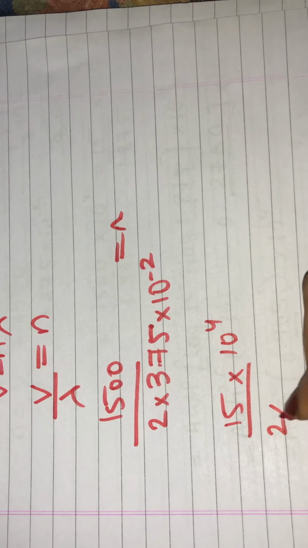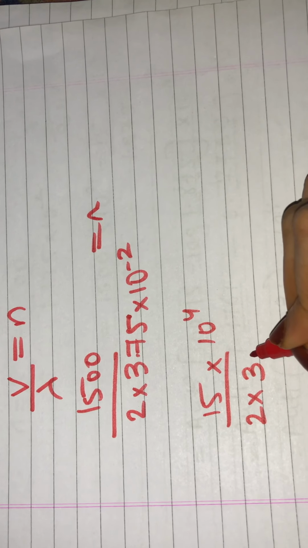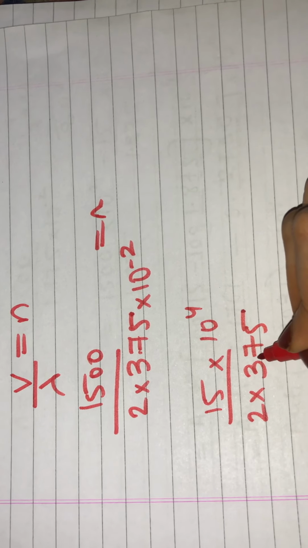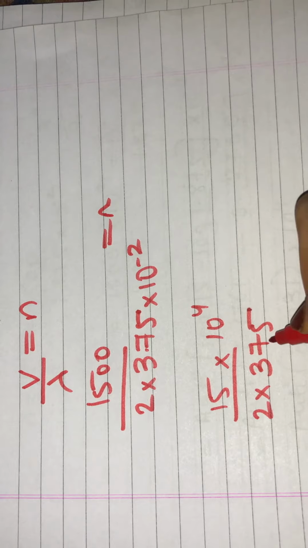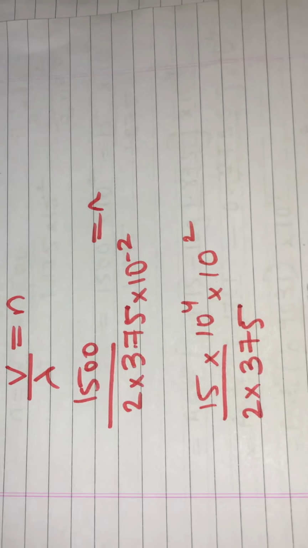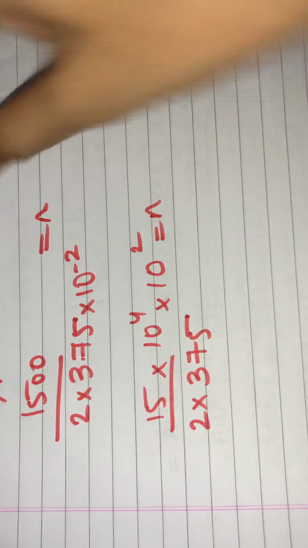Now in the denominator I have 2 into 3.75. Let's make it 375. If I remove the point from here, after the point I have how many digits? 2 digits. So it will be 10 raised to 2 in the numerator because I have shifted the point in the denominator. That is equal to your frequency.